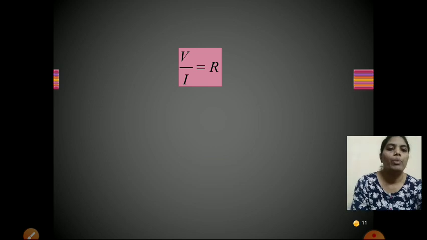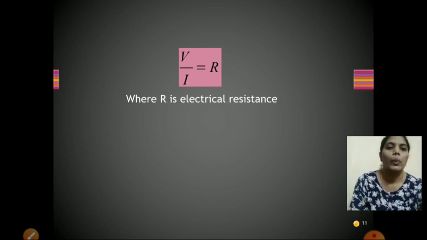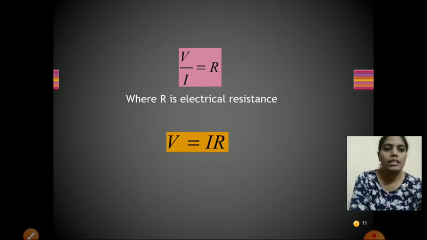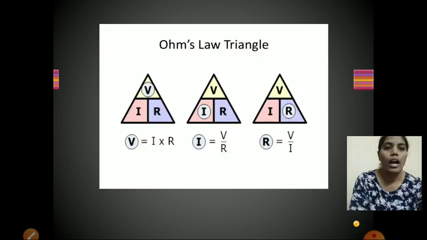Now if we take out the proportionality, we get one constant. That is R. So V by I is equal to R, where R is the electrical resistance. So finally, Ohm's law is expressed in terms of an equation, that is V equals I into R.